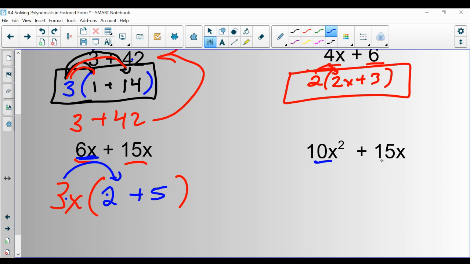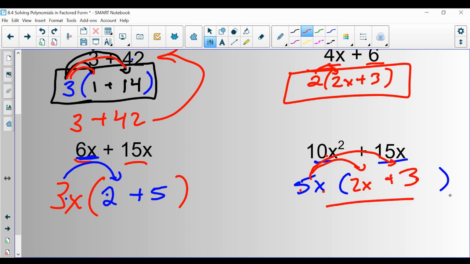Last one, the greatest common factor between 10x squared and 15x would be 5x. Remember, we're undoing the distributive property. The question we have to ask is 5x times what is 10x squared? And 5 times 2 would give you the 10, and x times x would give you the x squared. And then 5x times what is 15x? 5x times 3 would be 15x. So this would be how we would undo the distributive property.